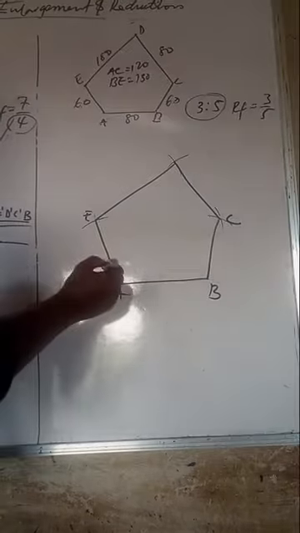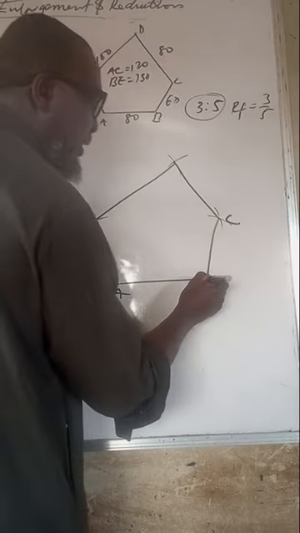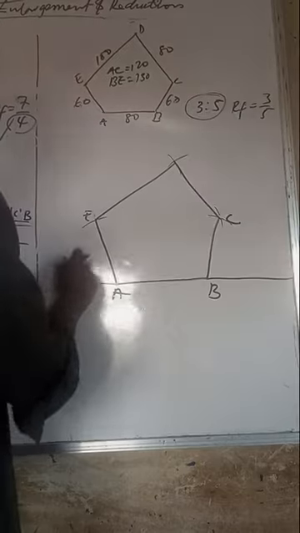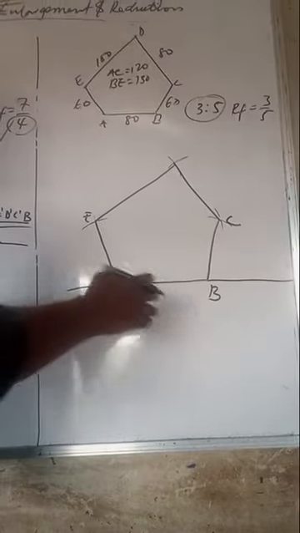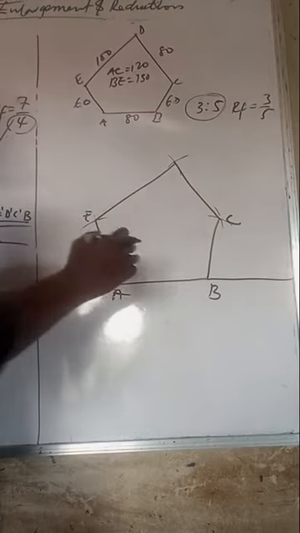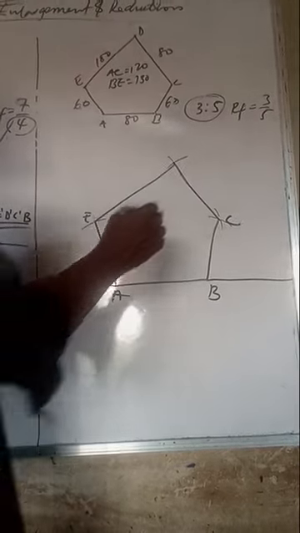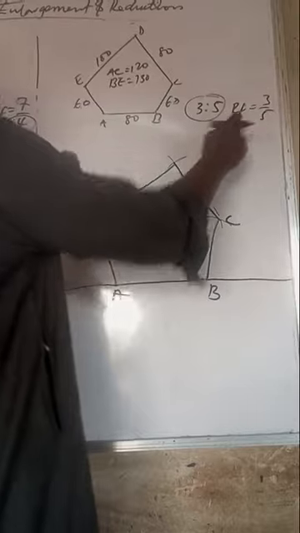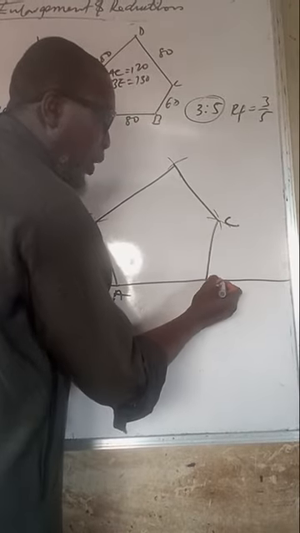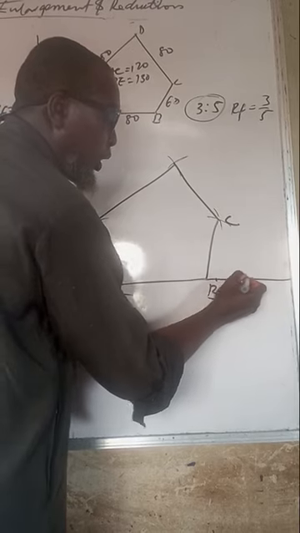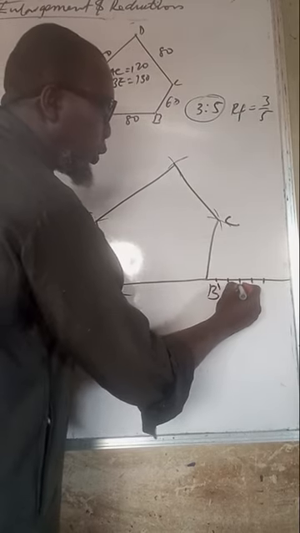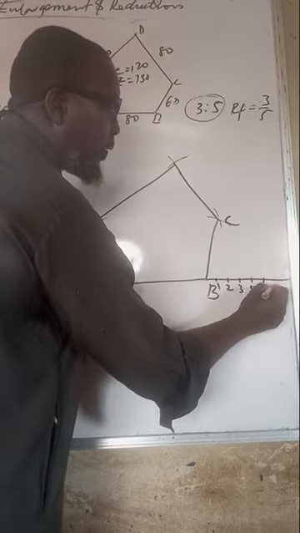The next thing, just like the previous one, is to extend the base on both sides. Actually, you don't even need it on this side because we are reducing, but we need it on this particular side. Next, measure 5 equal points, because 5 is the highest here. Maybe 1 cm each: 1, 2, 3, 4, 5. Let me number them.